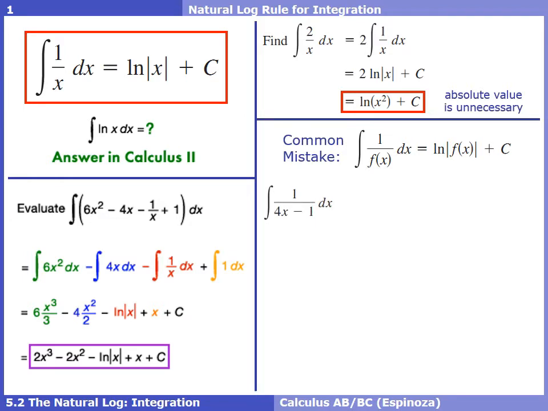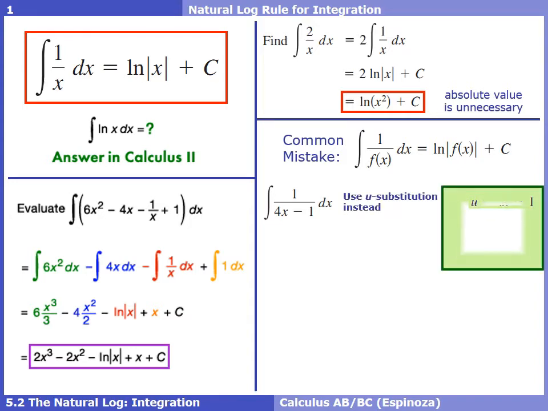So the funny thing is, you should kind of realize that that shouldn't be true because it's not a plain x in the bottom of this fraction. You'll notice this formula, 1 over x, that's just a plain x in the bottom of that fraction. In this case, we have 4x minus 1, which isn't a plain x, so we're going to have to do a u substitution instead.